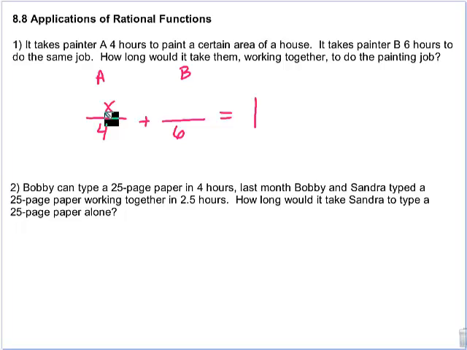So we'll put x and x in the numerator. That numerator is representing how long they're actually working together on a project. The denominators are their individual rates. And now we just have to solve this. So how would we solve an equation like this?